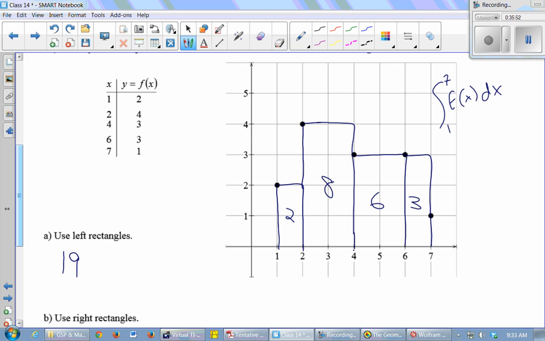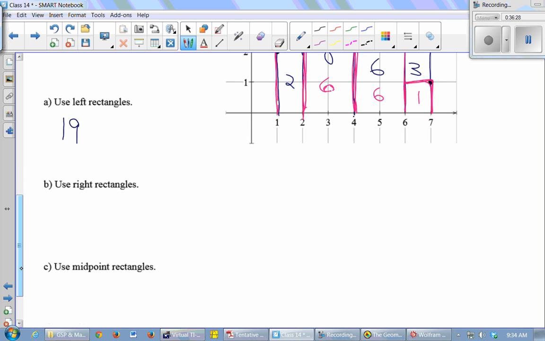And if I want to use right rectangles, over each interval I use the right endpoint over each interval that I know something about. So then I'll have this one, and then this one, and then this one. So my pink rectangles now are 1 by 4 is 4. This is 2 by 3, which is 6, and this is 1 by 1, which is 1. 4, 10, 16, 17 for my right rectangles.